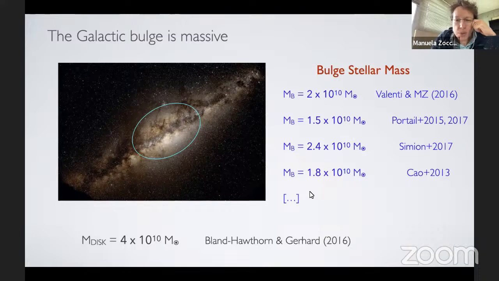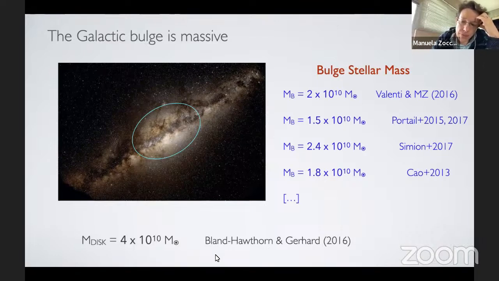Being astronomers, we know that the scatter among this number is not too large, but especially the scatter is not so much due to inconsistencies between one work and the other, but rather on the way different authors define the borders of the bulge that are, of course, not sharp. So that's why they are not identical.